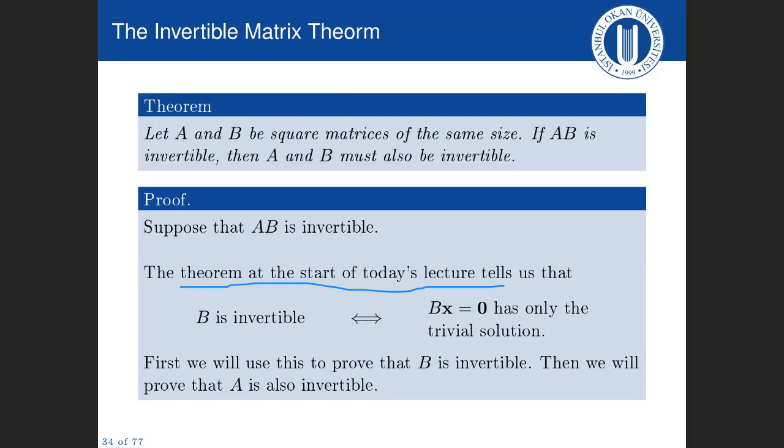Told us that a matrix is invertible if and only if Bx equal to 0 only has the trivial solution. First, we're going to use this fact to prove that B is invertible, and then after we know that, we'll move on to proving that A is invertible.